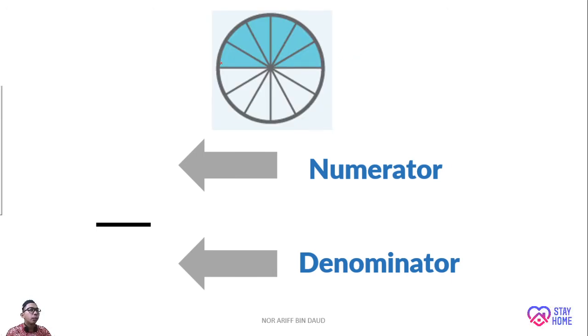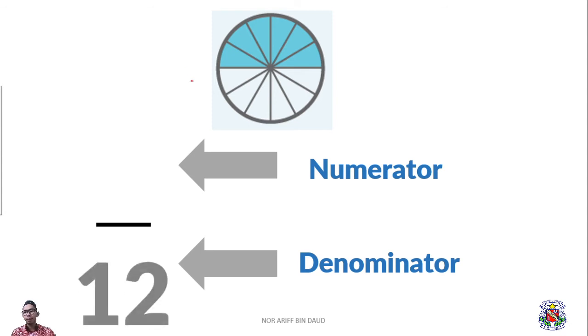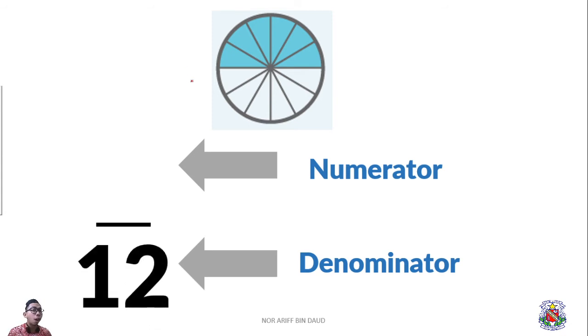This one we have like this. How many? 1, 2, 3, 4, 5, 6, 7, 8, 9, 10, 11, and 12. So 12 will be the denominator, because the denominator is the total of parts. So for the numerator, how many parts are we talking about? It will be 1, 2, 3, 4, 5, 6. So the numerator will be 6.